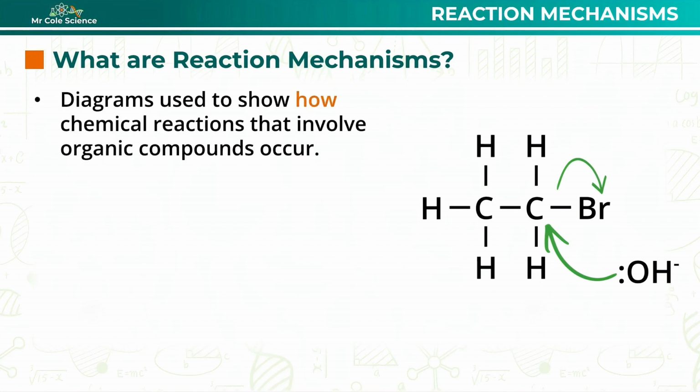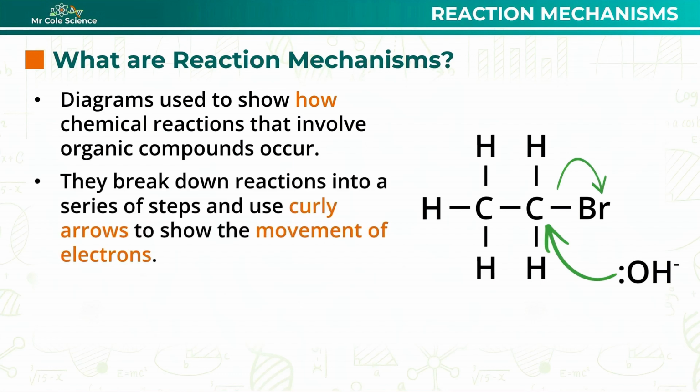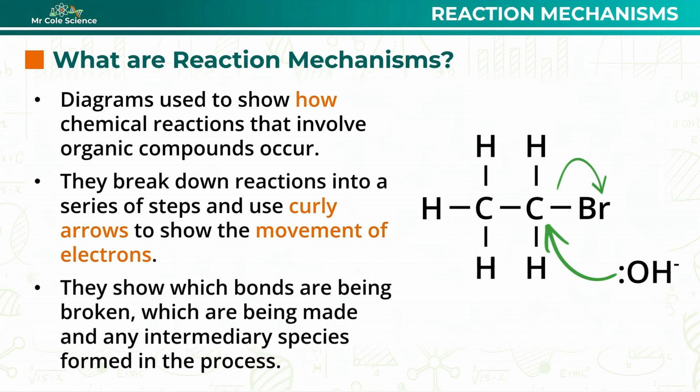Well, scientists use reaction mechanisms to show how chemical reactions involving organic compounds occur. They break chemical reactions down into a series of steps or stages and show the movement of electrons during the reaction. Mechanisms allow us to see which bonds are being broken, how new bonds are being formed, and in some cases, the intermediary species that are formed along the way.